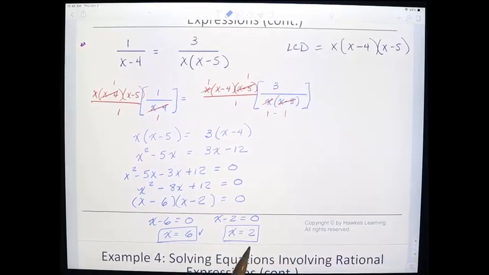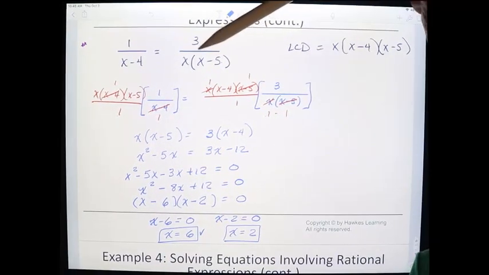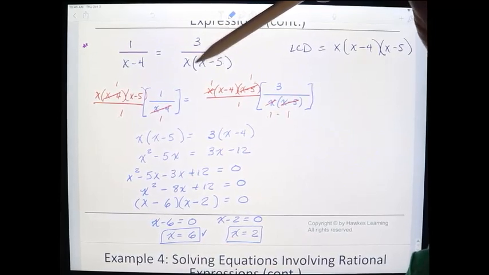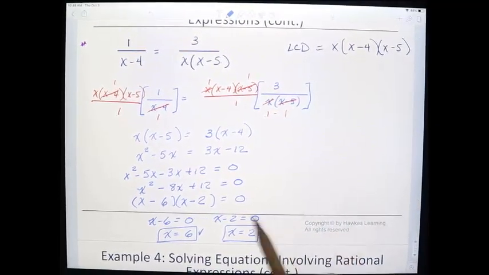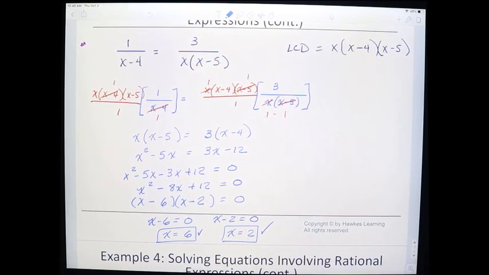And let me go back and check the 2. If I put a 2 in here for x, does that generate a 0 on the bottom? No, it generates a negative 2. And a 2 over here would give me a negative 3 times 2. Again, it does not create a 0 in the denominator, so both of those are acceptable answers.